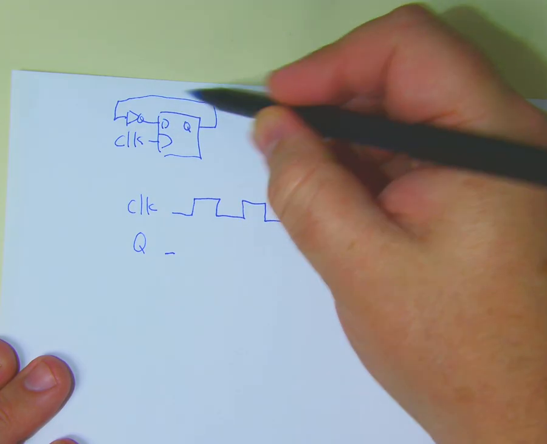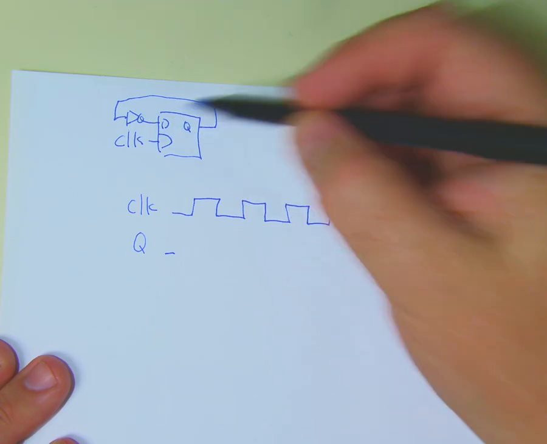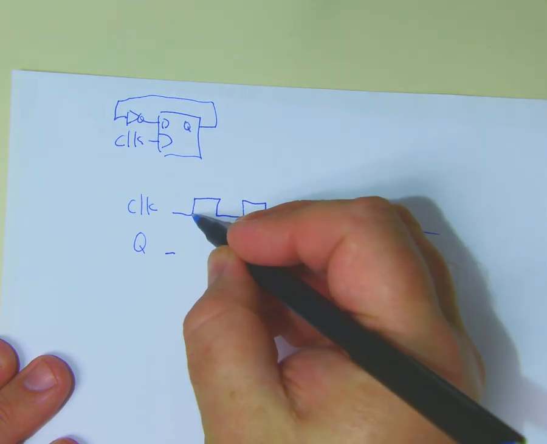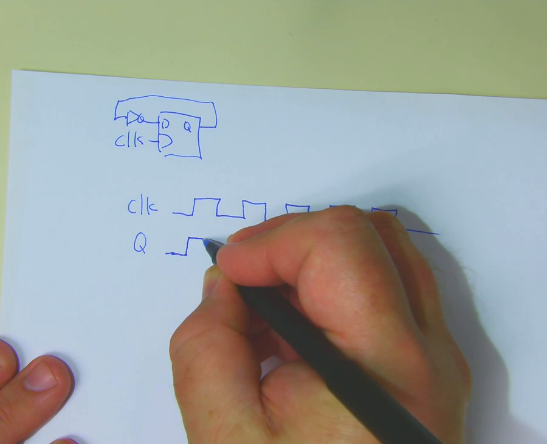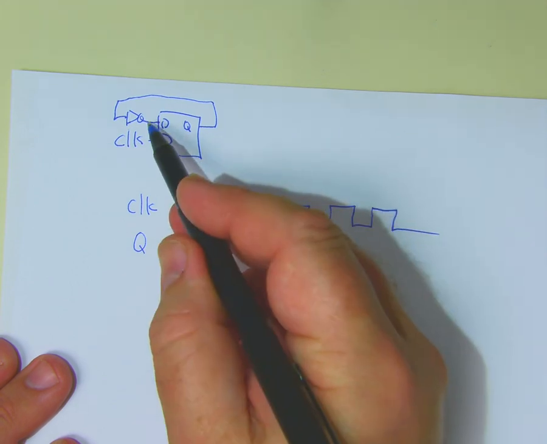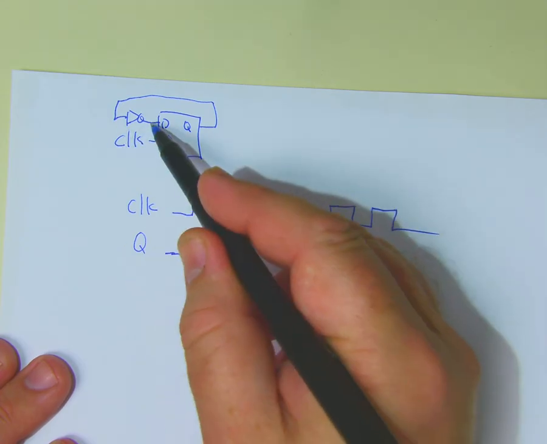Well, this is a 0. That's an inverter, so what's on D is 1. So when I hit this, it's going to see it, and Q is going to go to 1 because that's what's on D. Which means Q is now a 1, which means D is now a 0.